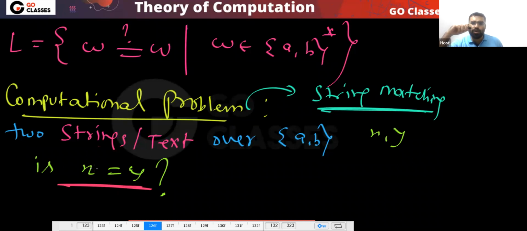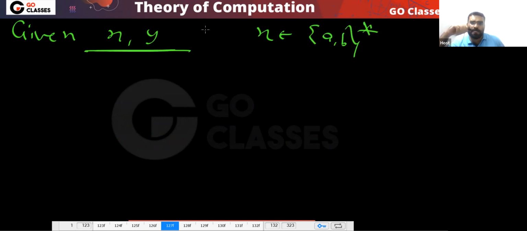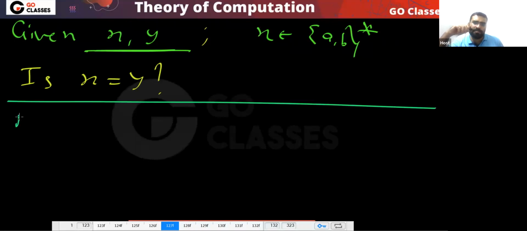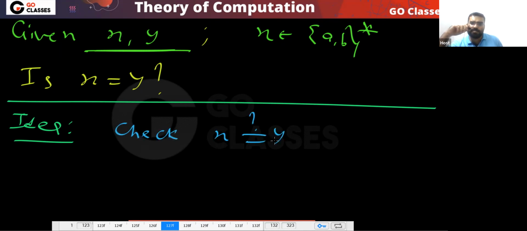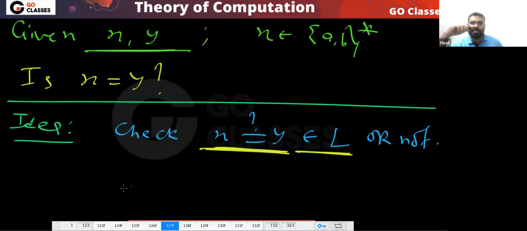So what will you do? If you want to solve this computational problem, if I give you 2 strings x, y over {a, b}*, how to check whether x equals y? Tell me what your algorithm will be. What is your idea? The idea is very simple. You will just check whether this belongs to L or not. Agree or not? This is what you need to check.